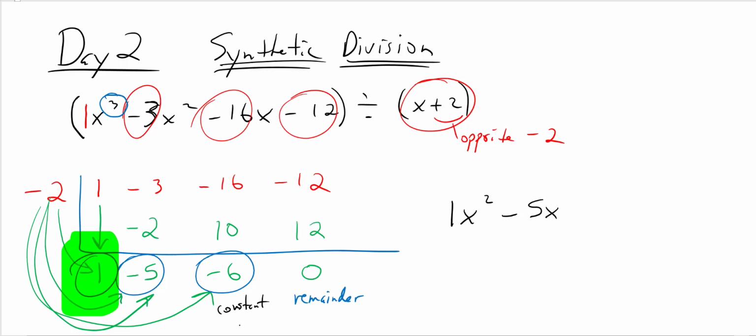Constant means it's just a number. Okay, so -6. And guys, usually you don't put a 1 here. I don't care if you do or not. And by the way, guys, that's the answer.